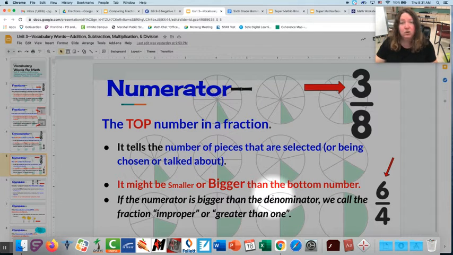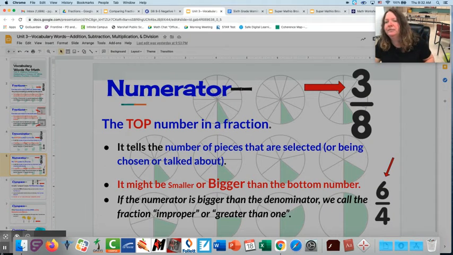Again, it could be bigger or smaller than the bottom number. Here it is bigger. If it's bigger than the bottom number, we call that again an improper fraction or a fraction greater than 1. If it's smaller, it's just a regular fraction.